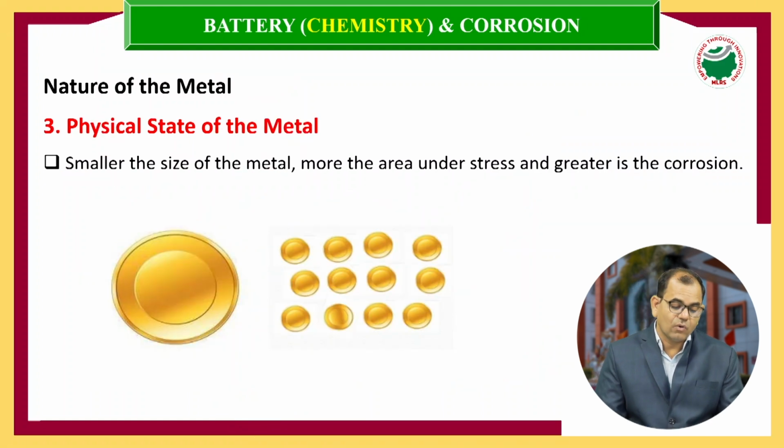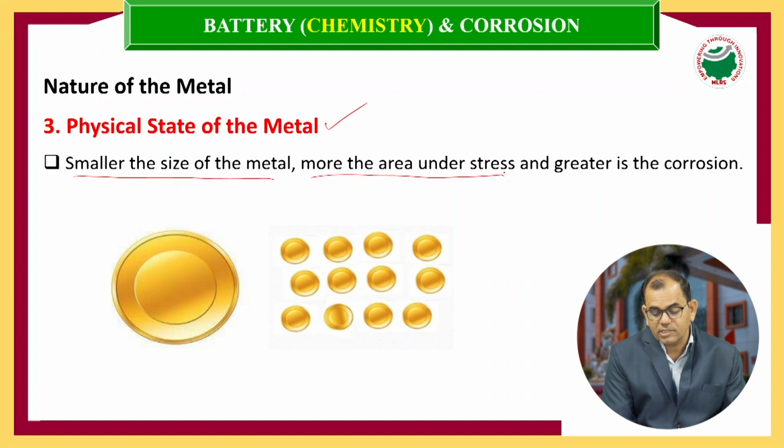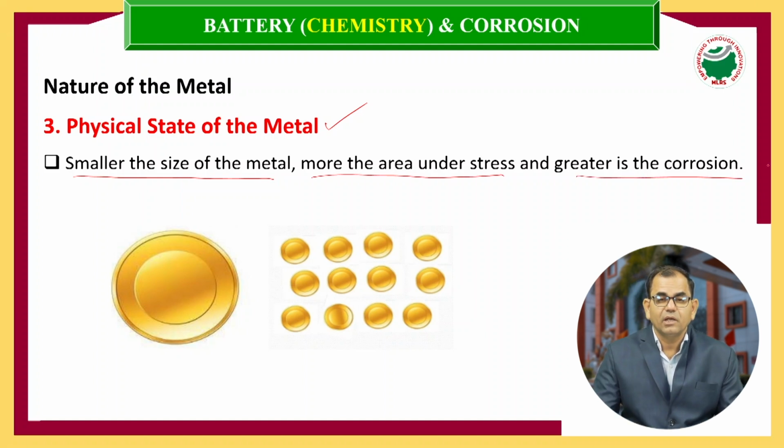Okay. Now another factor, the physical state of the metal. As we know, the smaller the size of the metal, the more the area under stress and the greater the corrosion. As per the statement, surface to volume ratio. The smaller the materials, the finer the particles, the more the surface area exposed. So microparticles, nanoparticles: which one has more surface area? Micro or nano? Nanoparticles have more surface area. Why? Because the smaller the size, the more the surface area. Okay. So, surface to volume ratio.